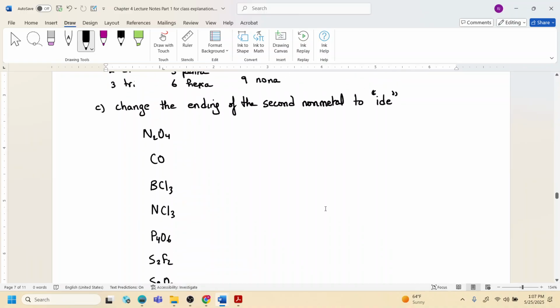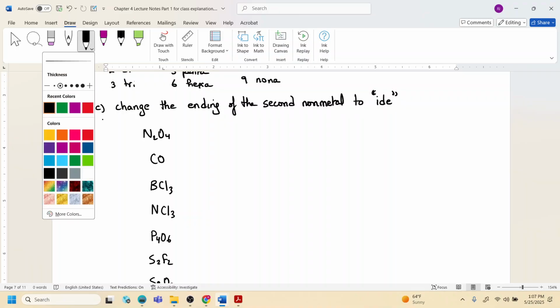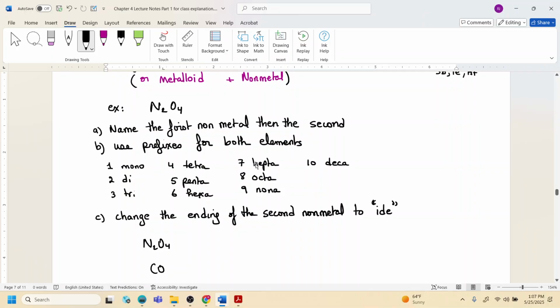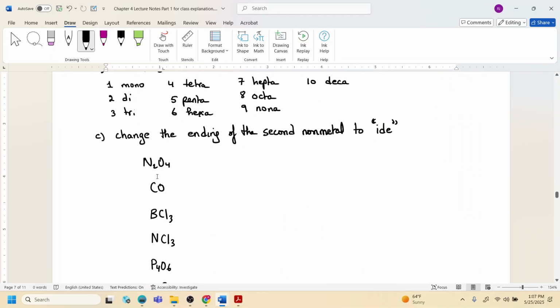So let's have an example. You never calculate the charges, as I said, because these are 2 nonmetals in there. So never calculate the charges. So let's see. This is going to be N and oxygen. We're going to use the prefixes, remember. So you're not going to calculate the charges. You're just going to use the prefixes, and these are the prefixes in there. So how many nitrogens do I have? 2. So it's going to be dinitrogen.